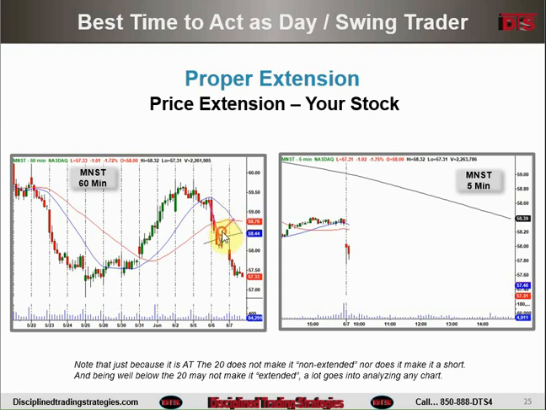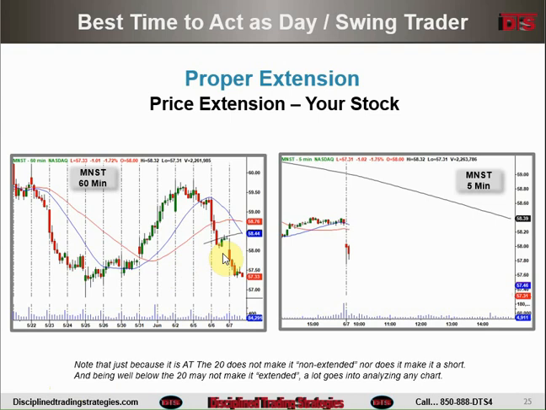When you're looking like this, there's a lot of different ways to judge extension. Just because it's extended doesn't mean it can't drop, and just because it's not extended doesn't mean it has to drop. It's one of the things you look at. And the point here is, with this as a guide, I would never short weakness.